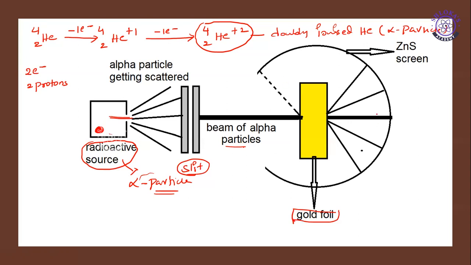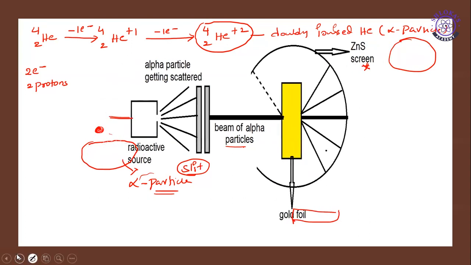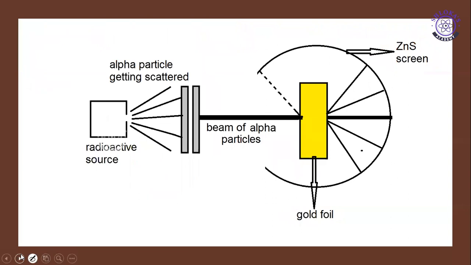Beyond the gold foil, I have kept a zinc sulfide screen. What is the role of this zinc sulfide screen? If any charged particle hits this zinc sulfide screen, it will give a spark. So we will come to know that some charged particles are touching the zinc sulfide screen, and we can locate where it is touching. So this is the experimental setup, and you can neatly draw it here.